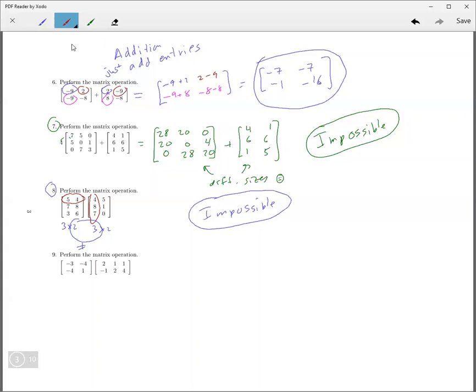Okay, let's look at the next one, number 9. This is 2 by 2. This is 2 by 3. So these are different size matrices, but these insides are okay. So you can multiply these together, and you'll get a matrix that is 2 by 3. The outside ones. That one, that one.